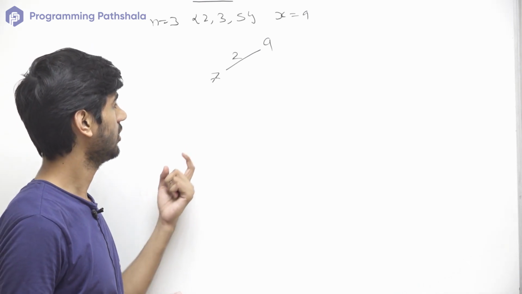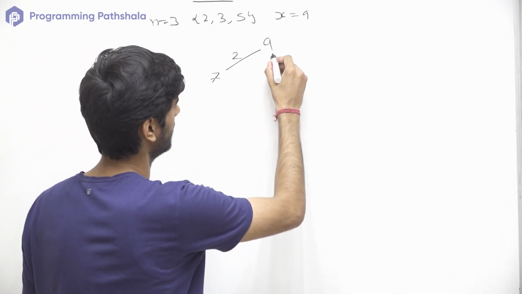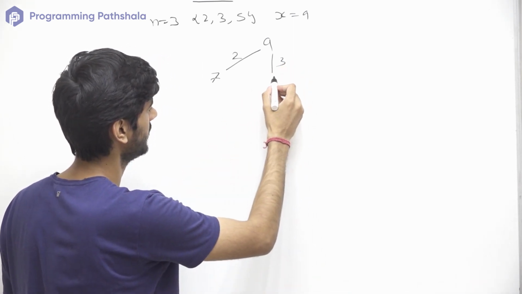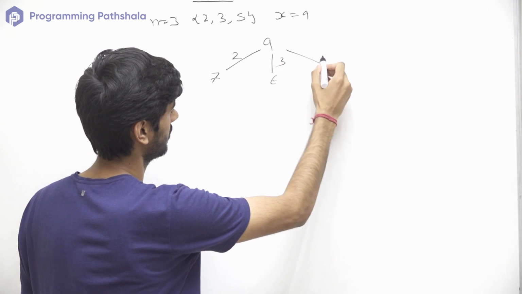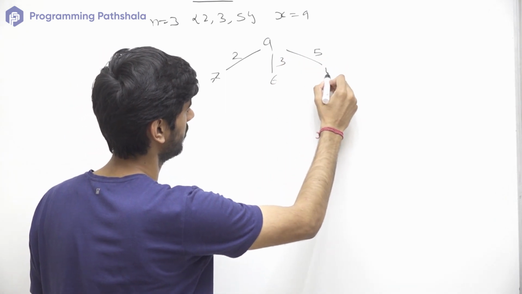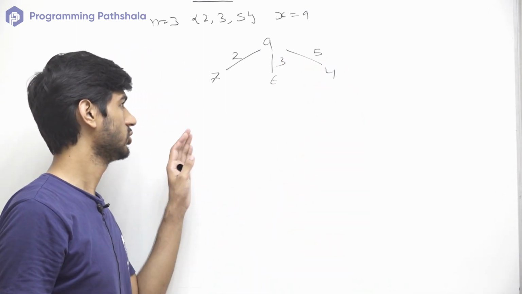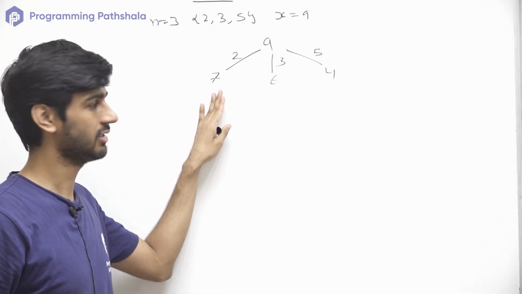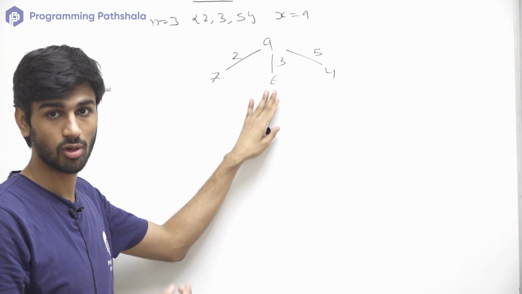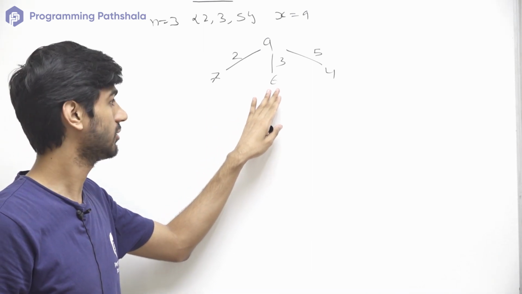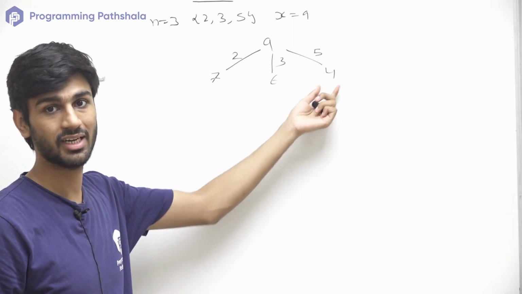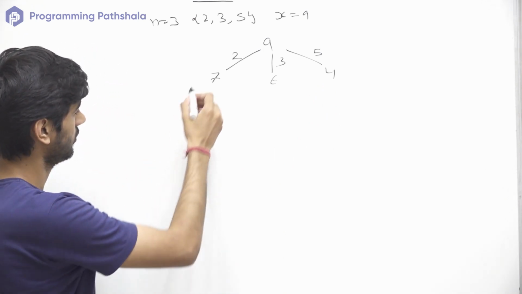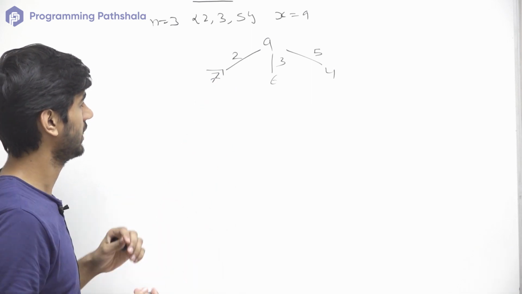Now the second possibility is that we pick a coin with value 3, in which case the remaining value will be 6. And if we pick a coin with value 5, the remaining value will be 4. So here we want to find the total number of ways in which we can get a sum of 7, the total number of ways to get a sum of 6, and the total number of ways to get a sum of 4. Okay, cool. Now to get a sum of 7, again we have 3 options.